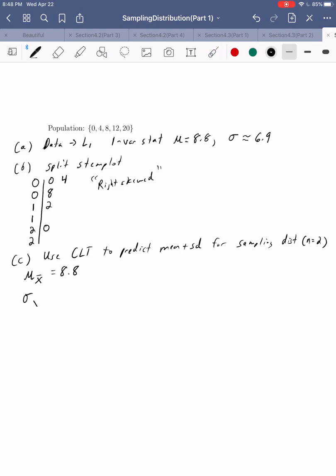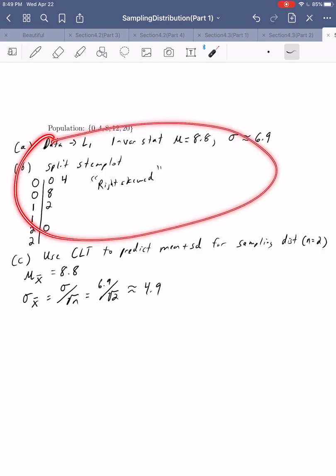So let's go ahead and do that. That tells us here that sigma x bar is supposed to be sigma over root n. We know that sigma is 6.9. We calculated that, so 6.9 divided by the size of the samples, and we're doing size 2. So we should divide by square root of 2. If we do that on our calculator, 6.9 divided by square root 2, you should get that it comes out as about 4.9, which you will notice is a smaller value, again, because groups are supposed to have less deviation than individuals.